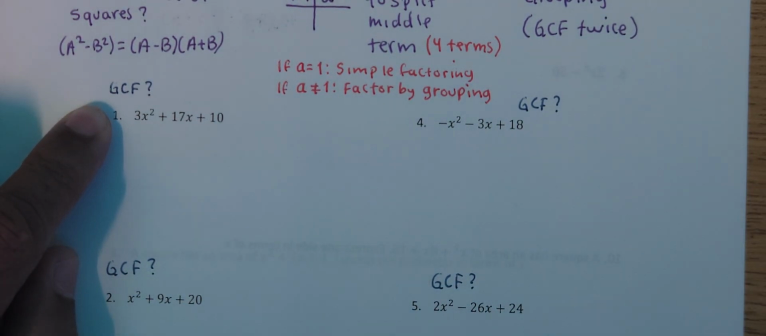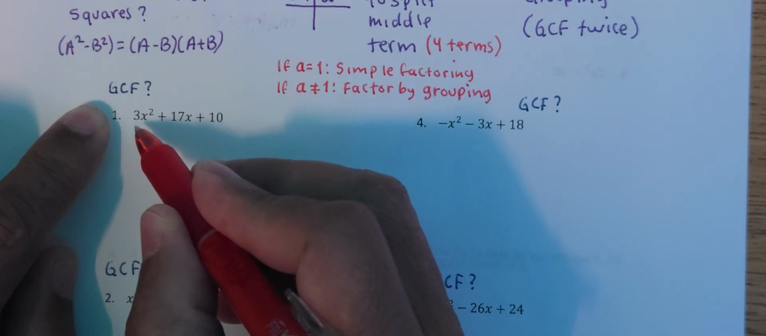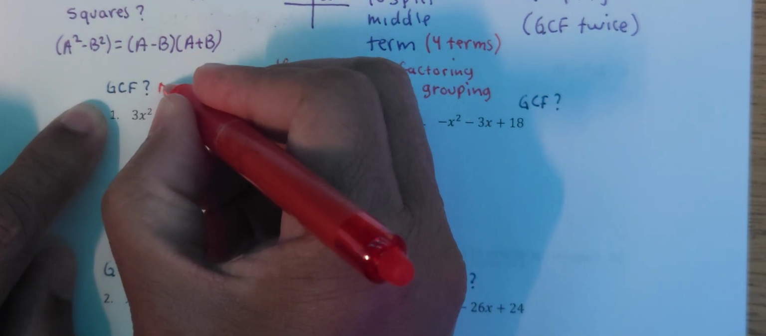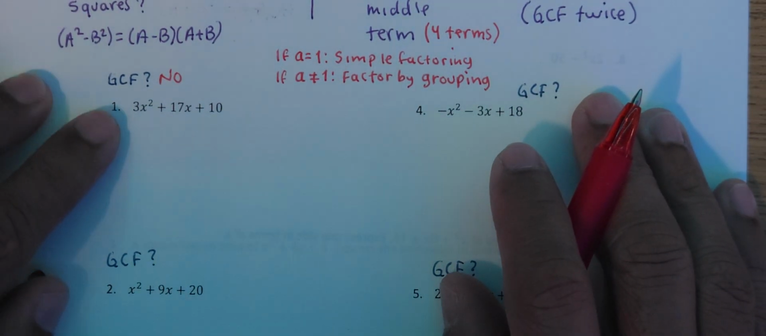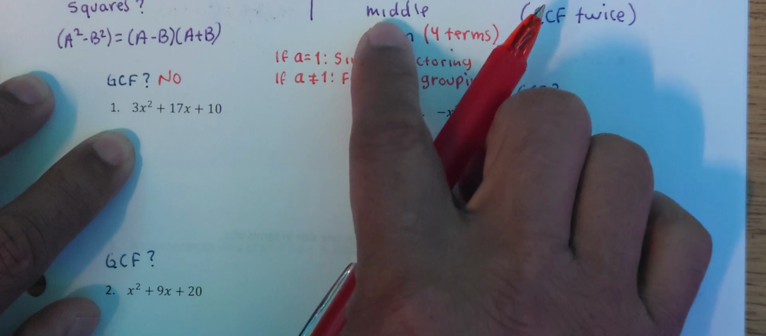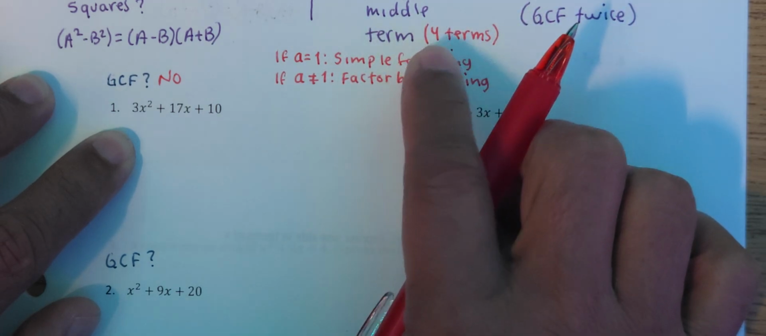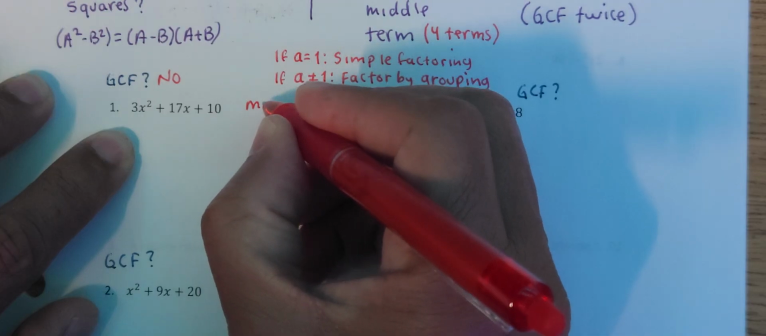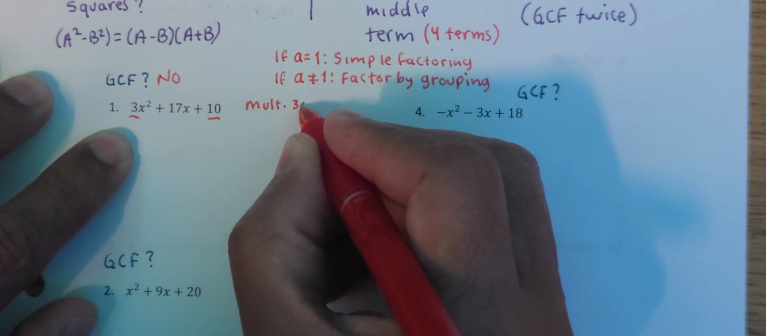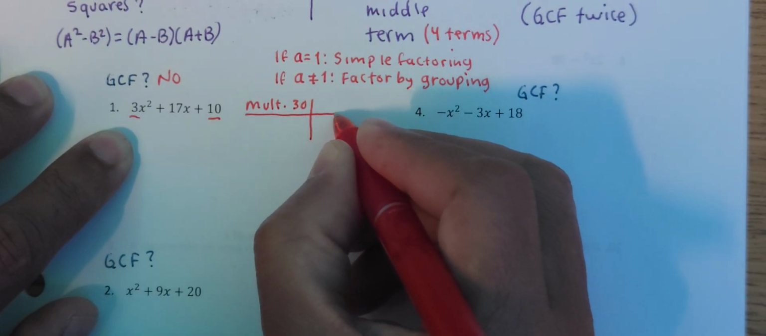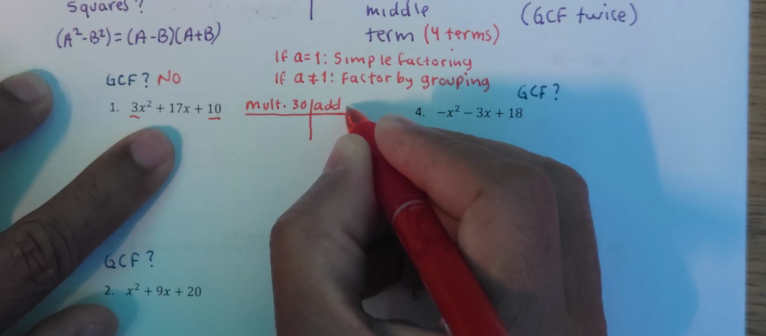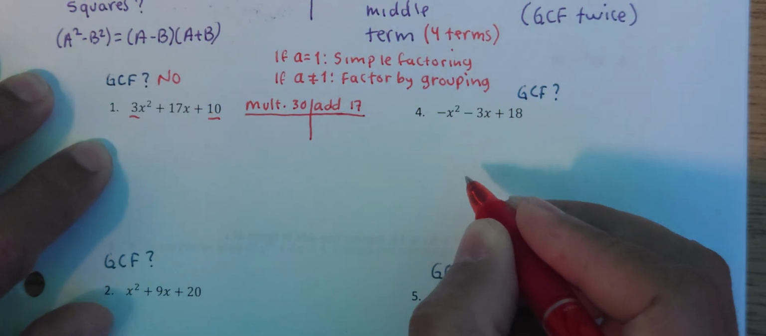Number 1, first ask the question, is there a GCF? Does 3 go into 17 and 10? It doesn't, so for this one there's no GCF, and we can't take out a GCF. Since there is no GCF and this has three terms, I'm going to split the middle term, meaning I need to find multiples of 3 times 10, which is 30. That's a times c, and I need multiples of 30 that add to the b term, which is 17. That's the b value.